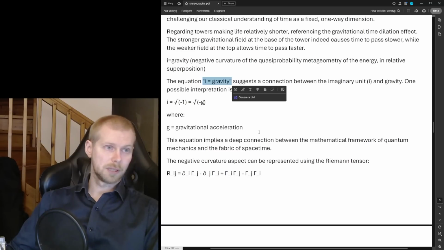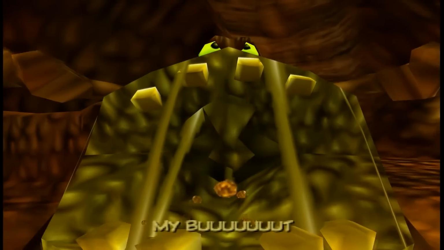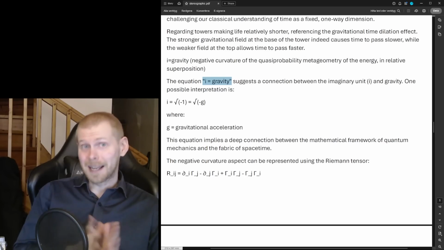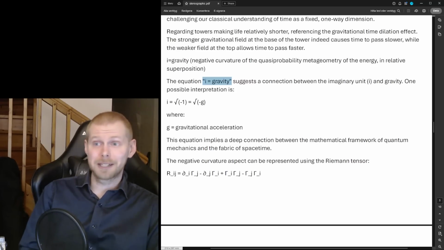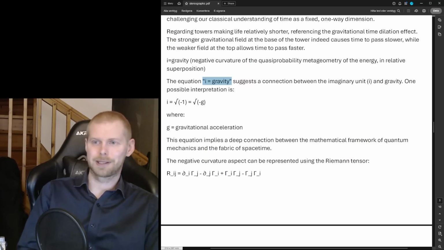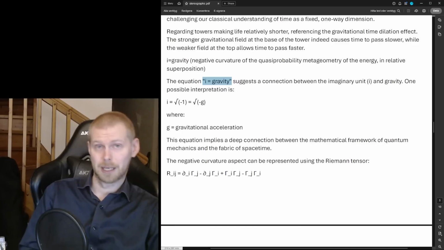Suggests a connection between the imaginary unit and gravity. Where did that come from? My butt! i is a number. It's an imaginary number, but imaginary numbers are just numbers. It's like the number 4, except it's along the imaginary axis instead of the real axis.